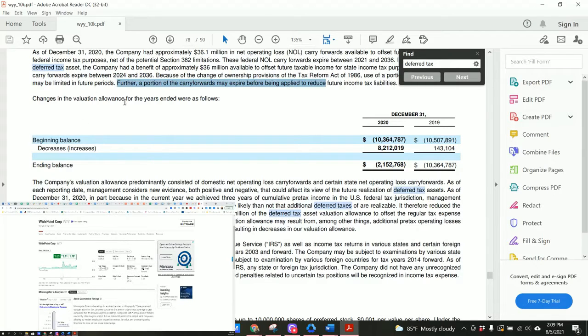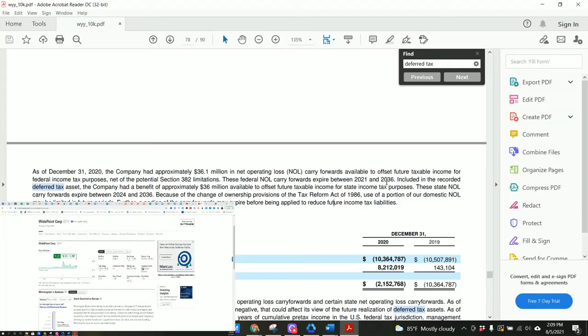These are valuation allowances. What you want here is this number. So 36 plus 36.1, so that's $72.1 million in total NOLs, state and federal. That's bigger than the entire company. They have a market cap of 56 million. They have total NOLs, state and federal, of $72.1 million. That means they have more NOLs than the entire company is worth.